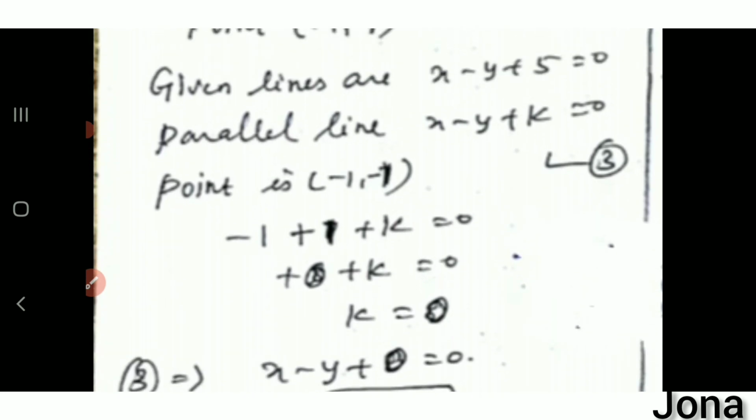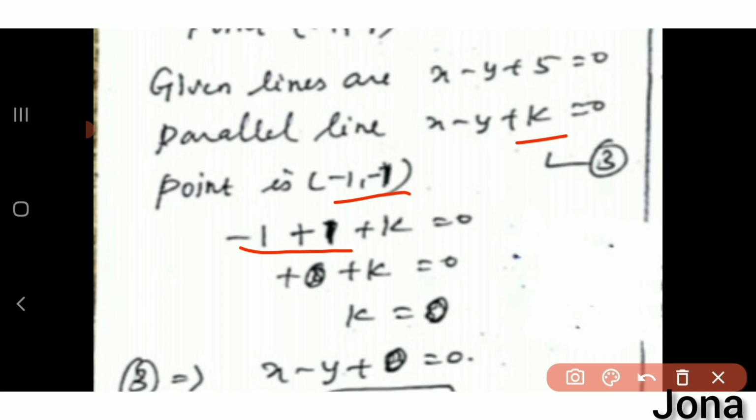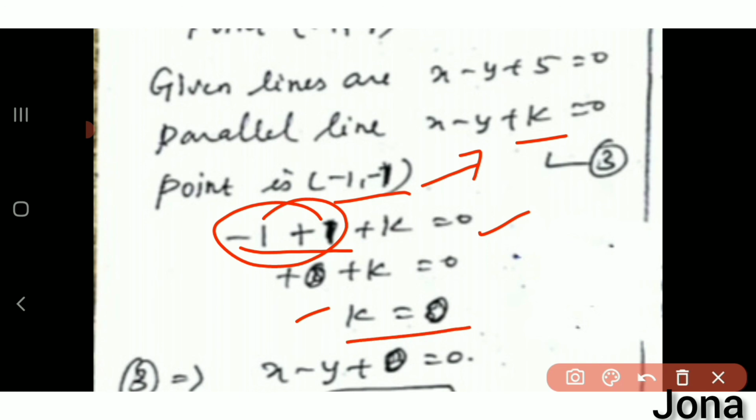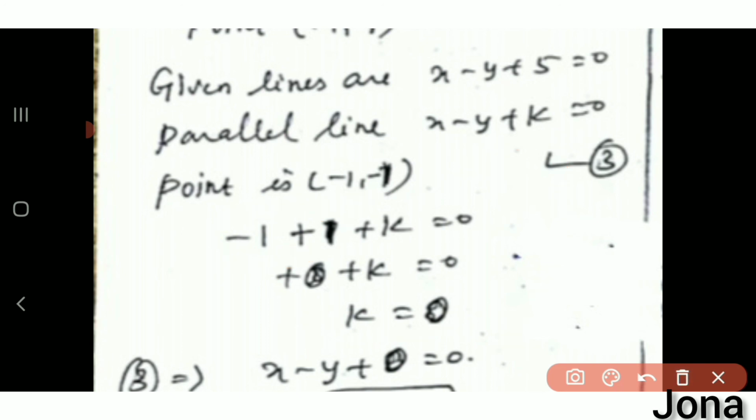The given line is x minus y plus 5 equal to 0. From this we get the parallel line, that is x minus y plus k equal to 0, at the point minus 1 comma minus 1. Therefore, we will get the value of k now. So minus 1 plus 1 plus k equal to 0. Therefore k equal to 0. Therefore, the equation becomes x minus y plus 0 equal to 0, that means x minus y equal to 0.